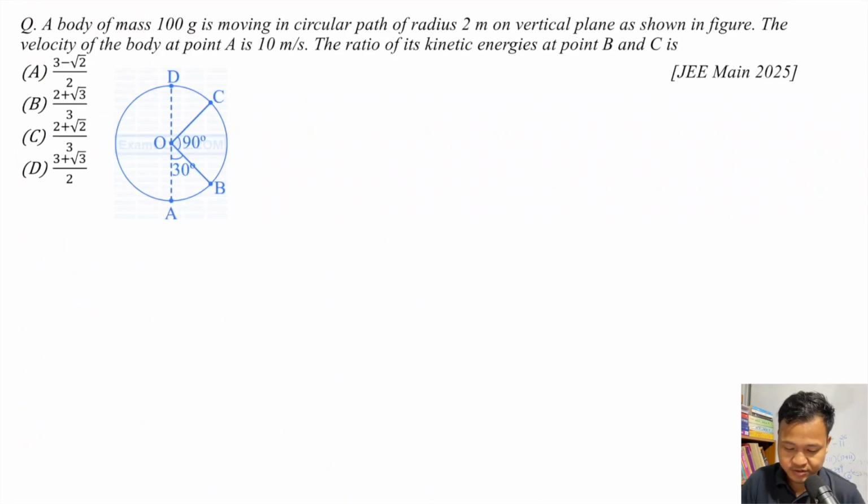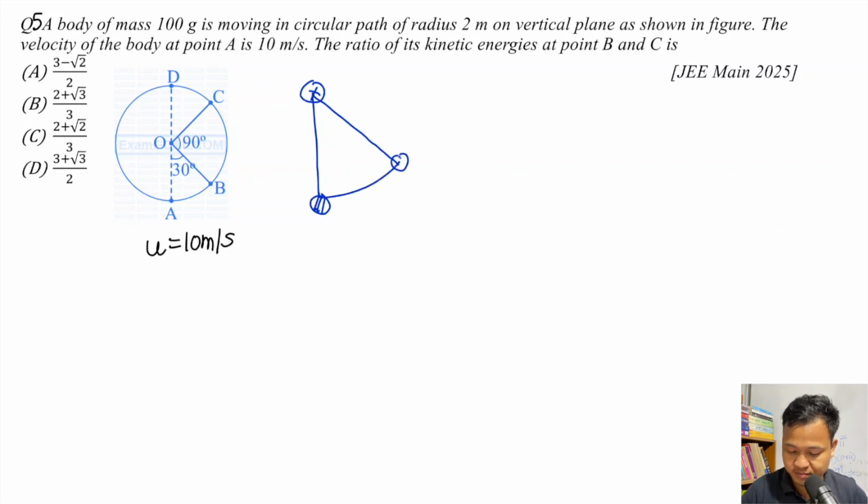Okay, next question. Question 5. A body of mass 100 gram is moving in a circular path of radius 2 in a vertical circle. The velocity of the body at point A, the lowest point, is u, which is given as 10 meter per second. The question asks for the ratio of kinetic energies at B and C. So now I think you know how to do it, right?